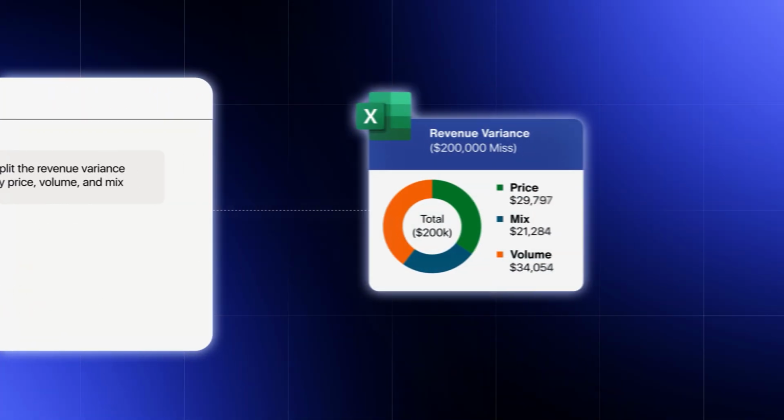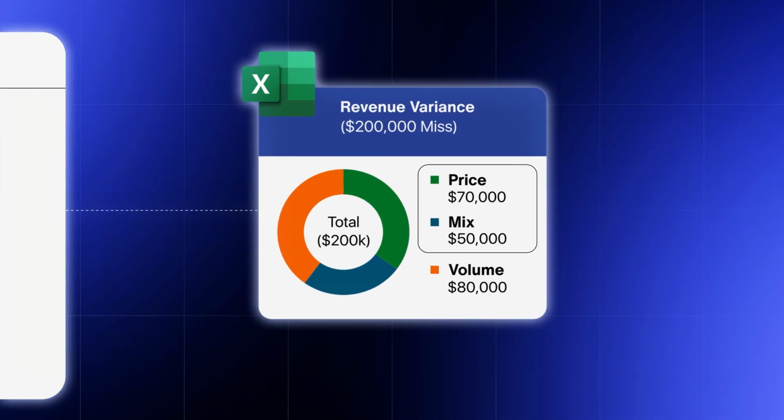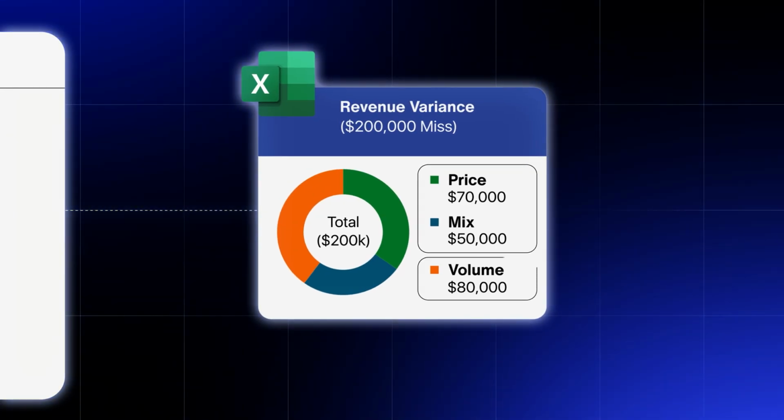Claude might come back with $120,000 of the miss coming from price and mix, and $80,000 from a volume shortfall, which means the explanation your team brings to the CFO is now specific to each cause, with $120,000 to address on pricing and product strategy, and $80,000 for the sales team to fix.